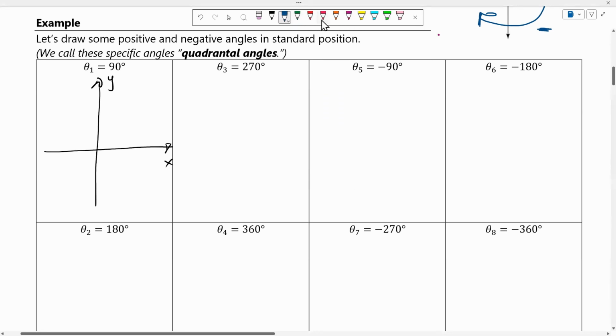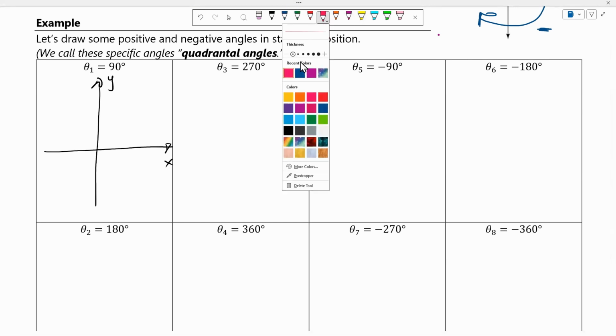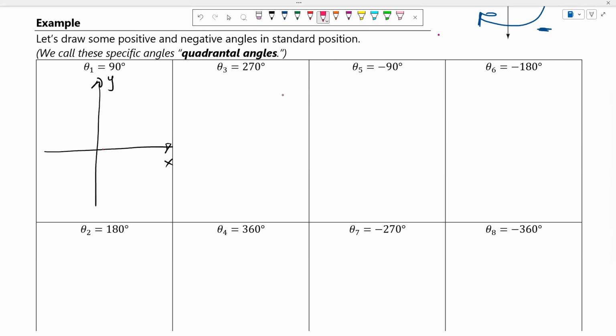For 90 degrees, I'm going to start it. There we go. My initial side has got to be right here. This has got to be my initial side, right? But for 90 degrees, I want to make this go straight up. Hopefully you know what 90 degrees is at least, right? So this is what would be 90 degrees. Okay?